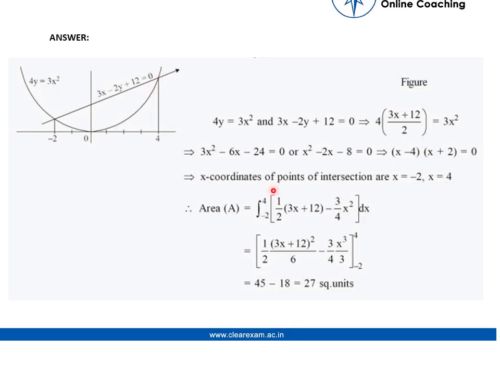And now it's very simple, we can just put the values in the limits minus 1 and 4, and this equation we can integrate to get the answer, that is 27 square units.